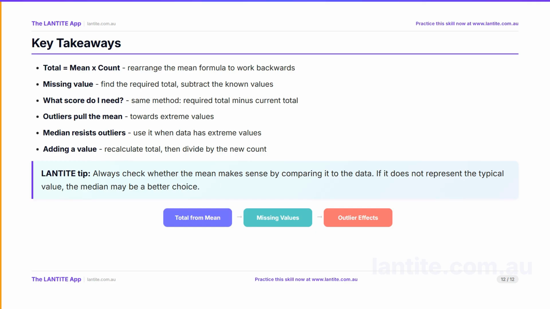Let's recap. The key formula rearrangement is total equals mean times count. To find a missing value, work out the required total and subtract what you already have. Outliers pull the mean towards them, so when there are extreme values, the median is usually a better representation. On the LANTITE, always check whether the average being reported actually makes sense for the dataset. These skills, finding totals, missing values, and understanding outliers, come up very frequently, so keep practicing them.